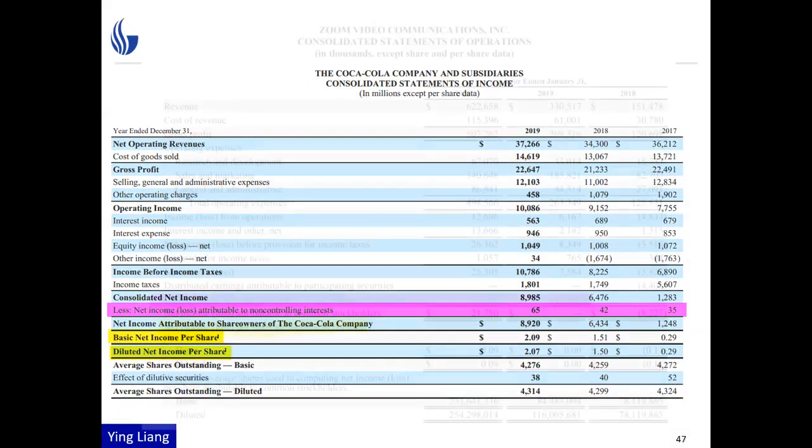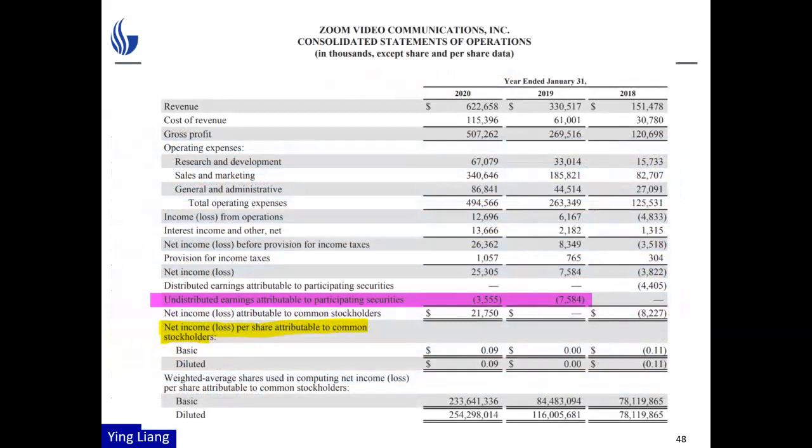What are these two? If we look at Zoom, we also have the net income, the yellow one, and below it is net income per share, or earnings per share. They also have a line called basic and another line called diluted. It's just that they don't have such a difference in the actual numbers. So what is the definition for EPS? And what's the difference between basic and diluted?